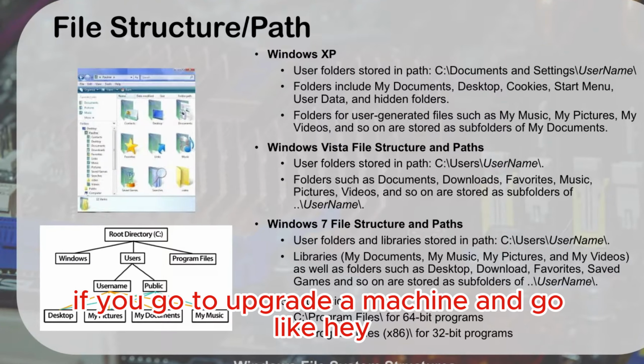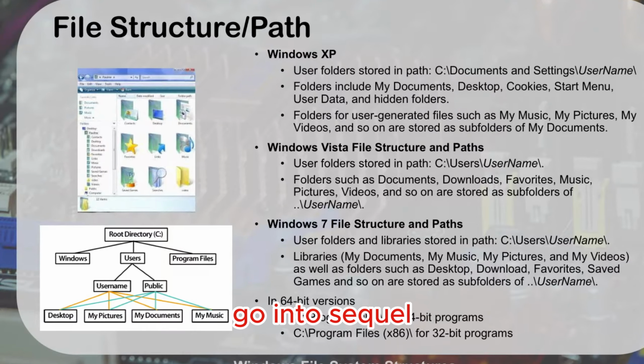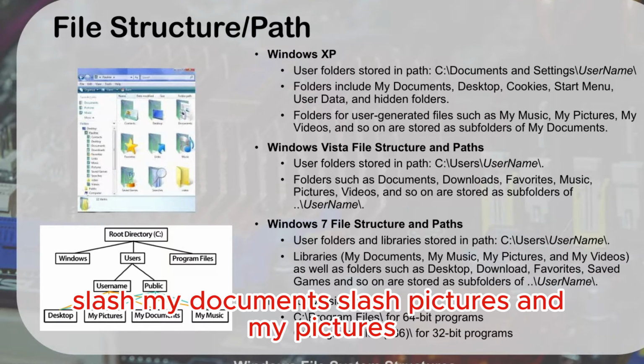Makes it really easy if you go to upgrade a machine, like, hey, I need to back up that person's personal photos. Go into C:/Documents and Settings/username/My Documents/Pictures. And My Pictures, and that's where it'll be.